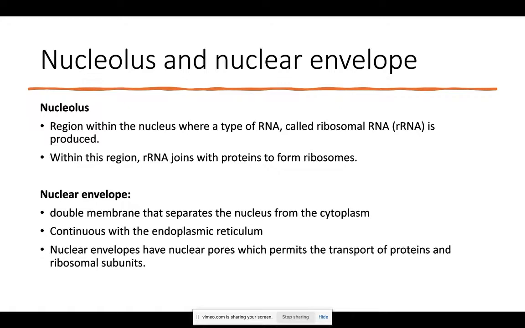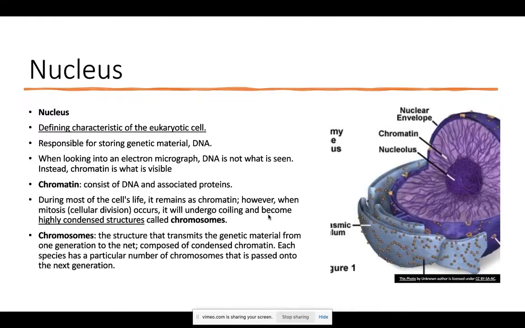Nuclear envelope. This is a membrane that separates the nucleus from the cytoplasm. So the nuclear envelope envelopes or closes off the nucleus from the cytoplasm. Just knowing this: double membrane that separates the nucleus from the cytoplasm. And you can see here the nuclear envelope is right around here, and it's separating this nucleus within here from the cytoplasm, which is present on the outer portion.